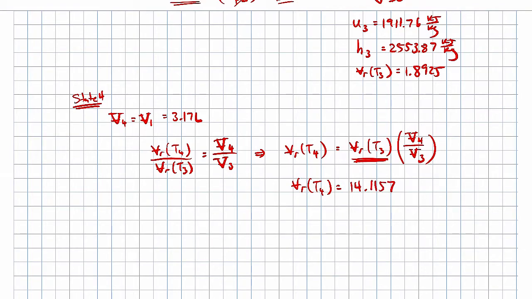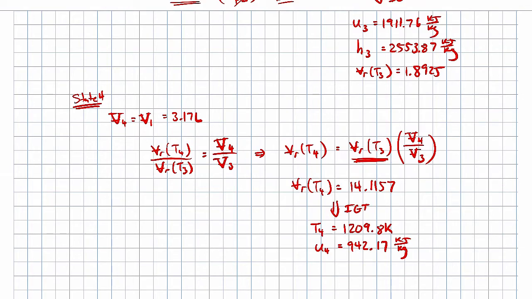From there we can use the ideal gas table to look up the corresponding temperature. That's 1209.8 Kelvin. And again, we can look up the specific internal energy just like we did before. That's 942.17 kilojoules per kilogram. A little interpolation is involved there.